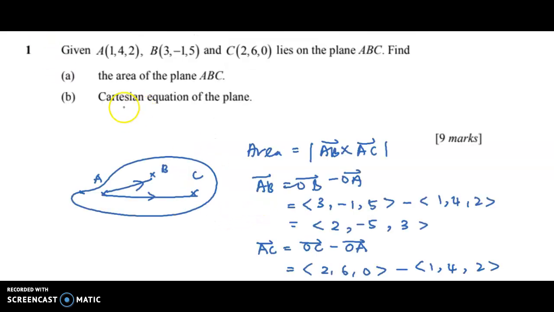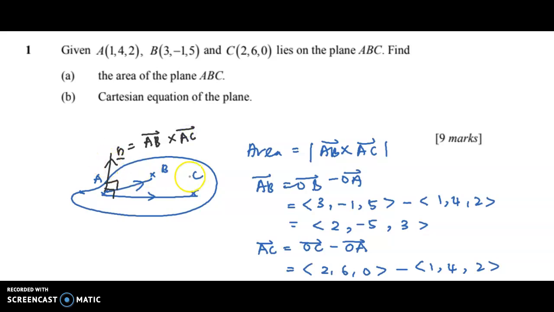Then lastly, you need to get the Cartesian equation of the plane. To get the Cartesian equation of the plane, firstly, we need to get n, which is a normal vector, perpendicular to AB and AC. So get the cross product. AB cross AC, this n is equivalent to AB cross AC.